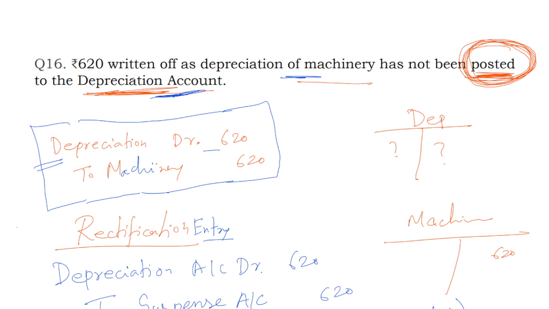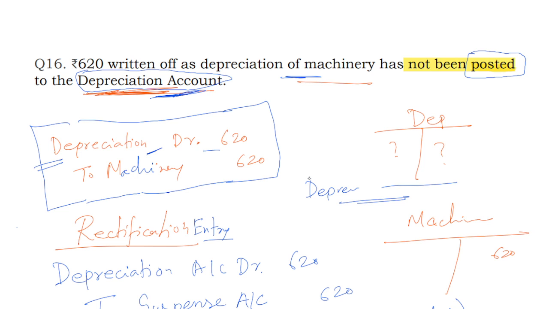But here in this question it is asked that depreciation of machinery has not been posted. So if it is not posted, that means only the depreciation portion is not posted. So what entry can we make? If it is not posted into the depreciation account, that means this portion has not been done. We cannot leave an account like depreciation account simply debited.